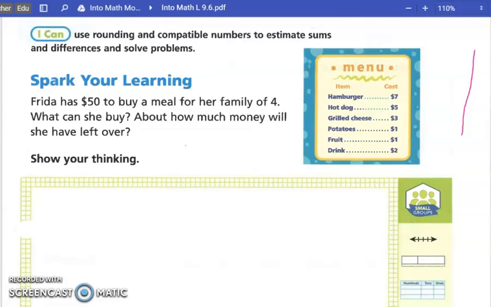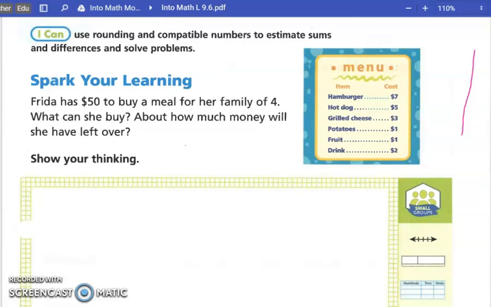So, let's look at our menu. Hamburgers are $7, hot dogs are $5, grilled cheese are $3, potatoes are $1, fruit is $1, and a drink is $2. Now, when you get a meal, what do you usually get? A main dish, right? Like a hamburger, hot dog, grilled cheese. Then you might get a side, and it looks like they have potatoes, fruit, and then you usually get a drink.